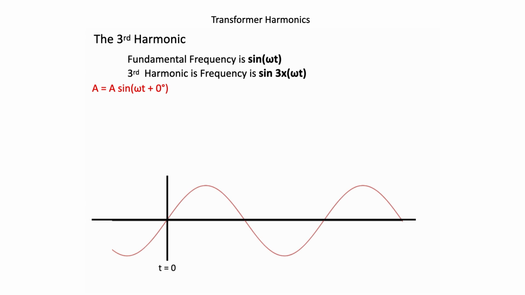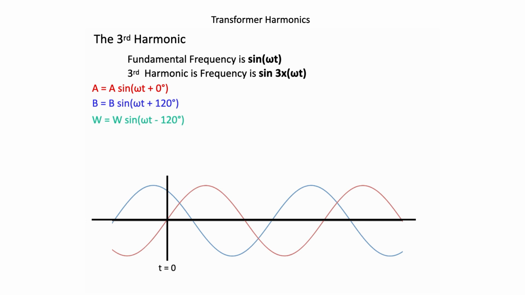The blue phase fundamental frequency is leading the red phase by 120 degrees, then the blue phase sinusoidal wave formula is given by B equals B sine (omega t plus 120 degrees). And the white phase frequency is lagging the red phase by 120 degrees, making the sinusoidal waveform formula W equal to W sine (omega t minus 120 degrees).